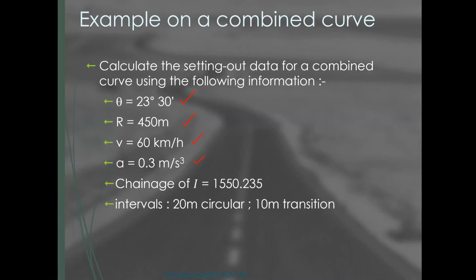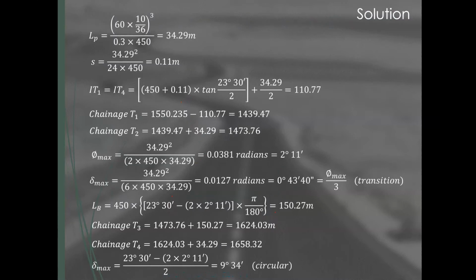The chainage of I is given as 1550.35, and you're told your circular curve should be set at 20 meter intervals and your transition curve at 10 meter intervals. So what are the preambles? What do we need to calculate? We're going to need to calculate the initial values, or starting values.